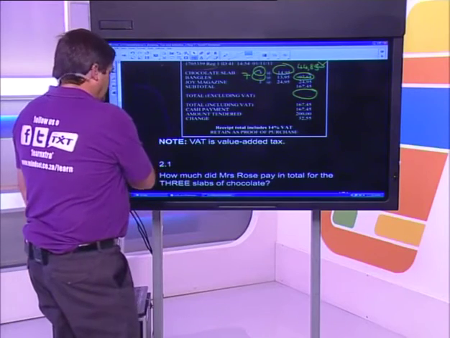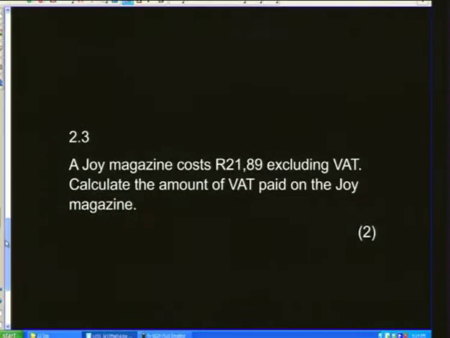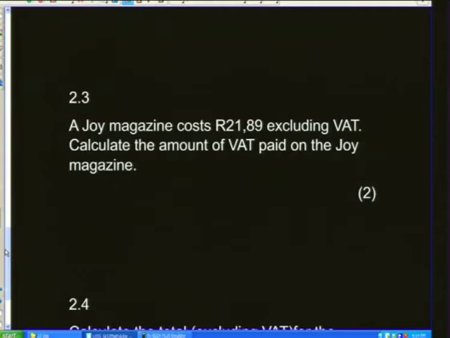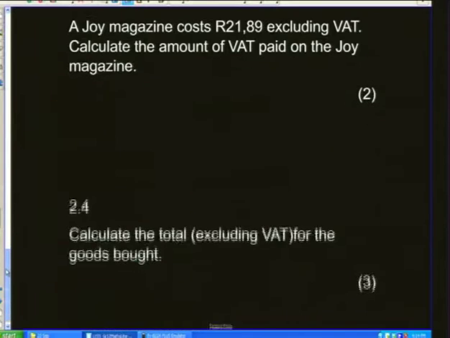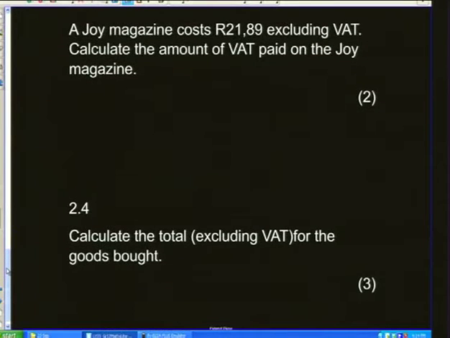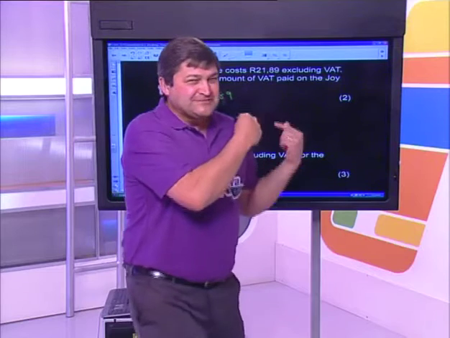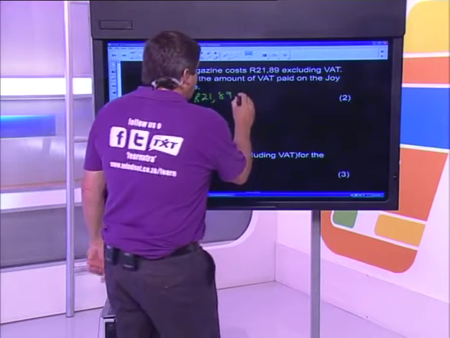Okay, what's our final question here? What's our next question? A Joy magazine costs 21 Rand 89 excluding VAT. Calculate the amount of VAT paid on the Joy magazine. All right, so off we go. We're buying a Joy magazine. It costs 21 Rand and 89 cents. But they haven't put the VAT on. So we've got to add the VAT.